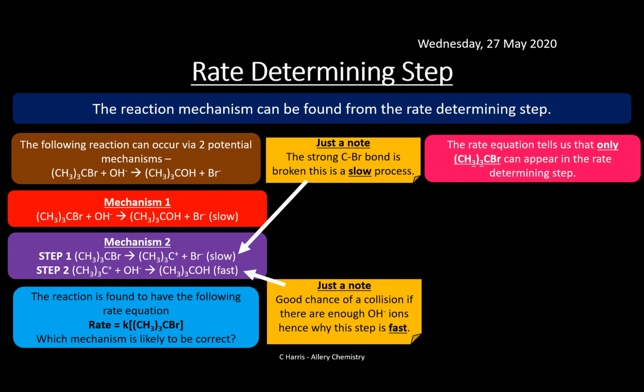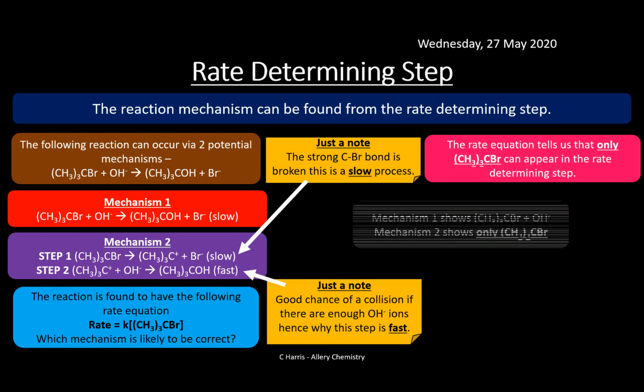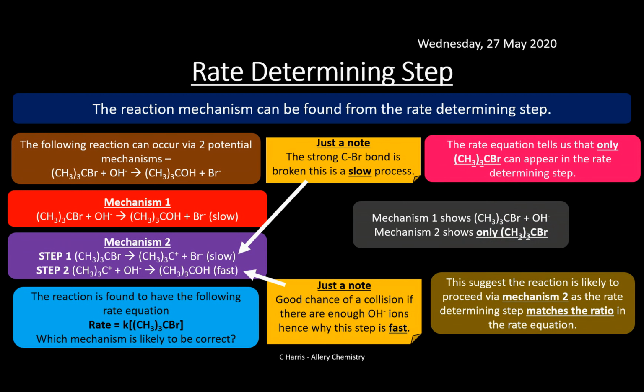So let's have a look. The rate equation tells us that only (CH3)3CBr can appear in our rate determining step because that's in the rate equation. So that's the only one that can appear there. Okay. So mechanism 1 shows us (CH3)3CBr plus OH minus, and mechanism 2 shows us only (CH3)3CBr. That is a closer match to that. So what we can deduce from this is that the suggested mechanism for this reaction is actually going to proceed via mechanism 2 because this matches exactly the species in our rate determining step. Okay, fairly straightforward.